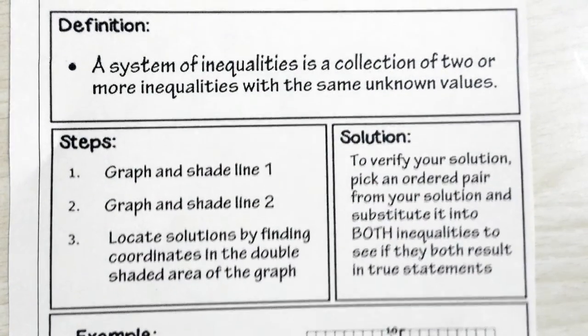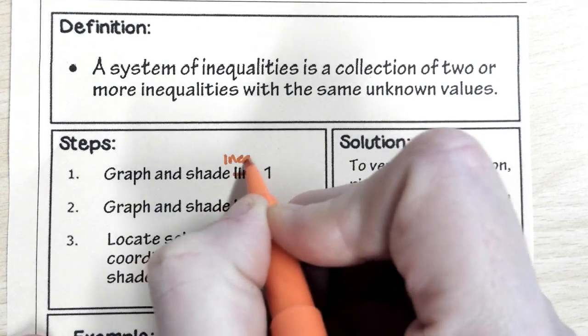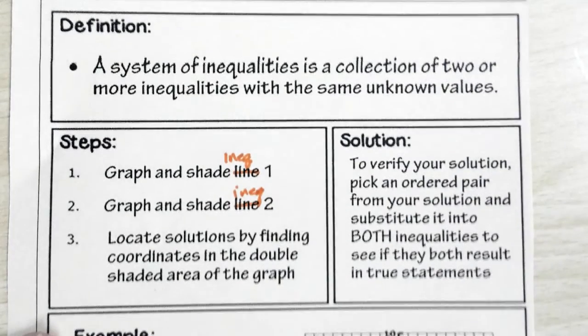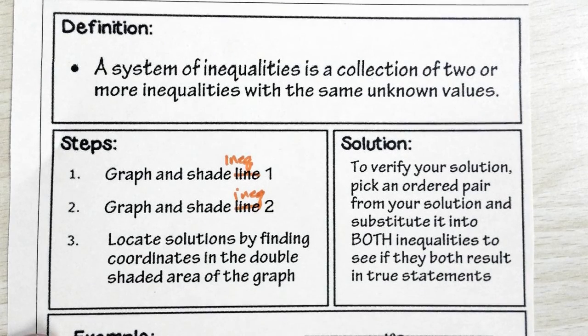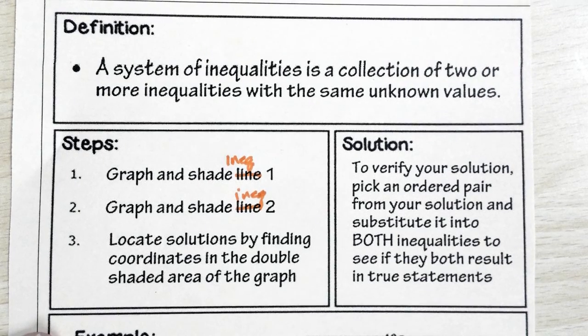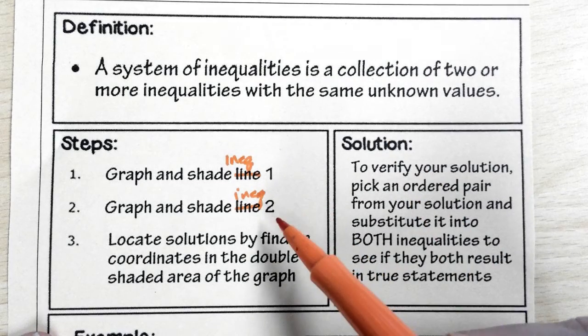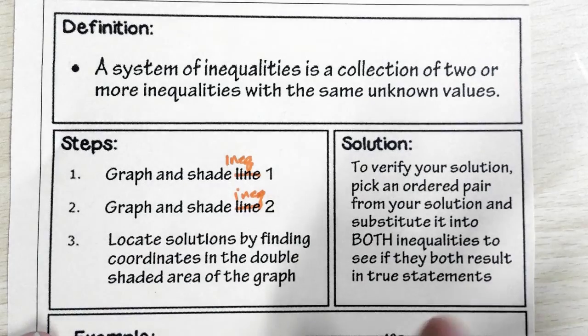Okay. So this should technically be inequality 1. And this should be inequality 2. So to graph a system of inequalities, you are only responsible for knowing how to graph systems of inequalities, okay, not systems of equations. I'm sorry, you don't have to do anything else. Systems of inequalities, all you have to be able to do is graph, okay? So what we're going to do is graph and shade the first line, graph and shade the second line, and then to find the solutions, we're going to look for where they're double shaded, all right?